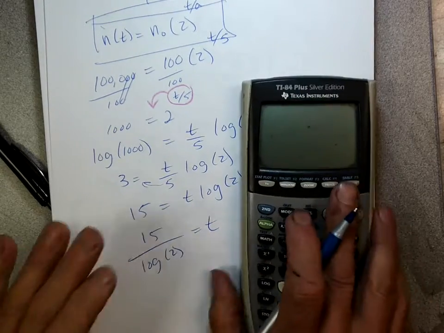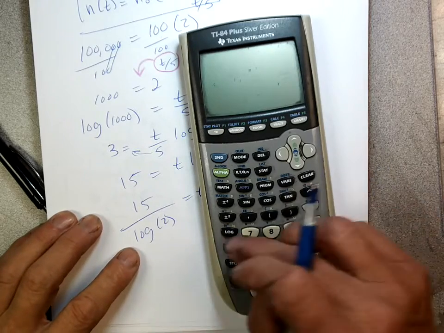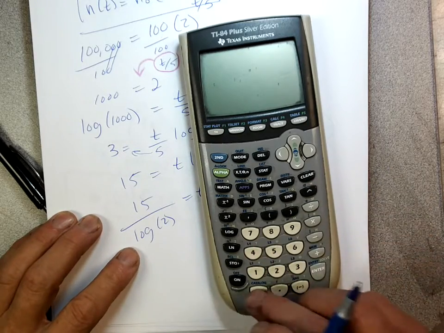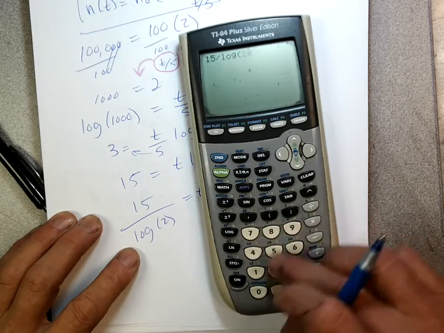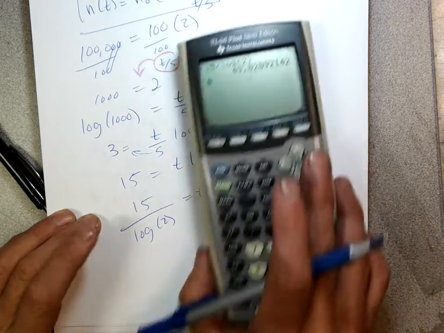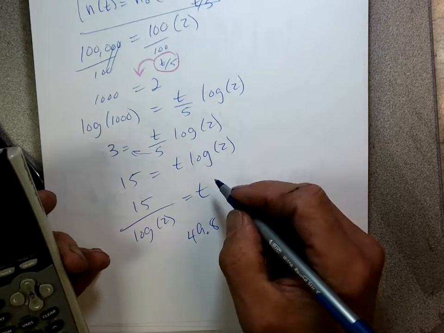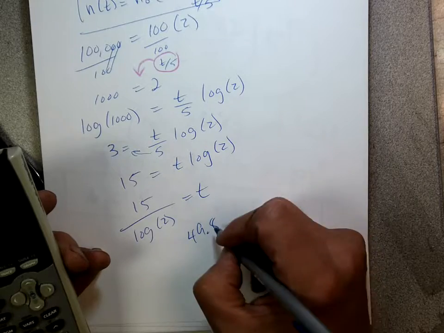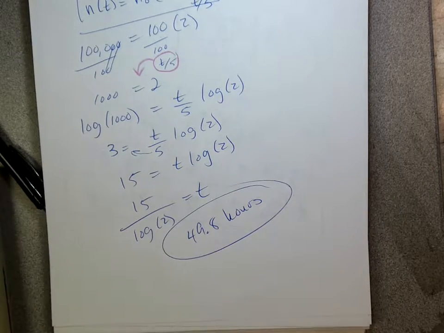And I'm going to use my calculator. Let's see what I get. 15 divided by log 2. Oh, turn it on, that helps me a lot. Okay, 15 divided by log 2, and I get an answer of about 49.8. And that must be in terms of hours, maybe. Hours. Because it doubles. And man, I tell you, it grows fast, doesn't it?